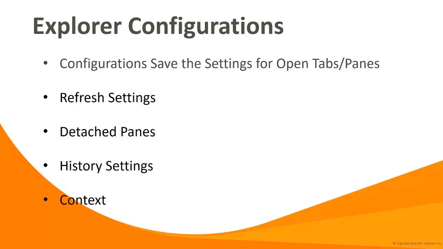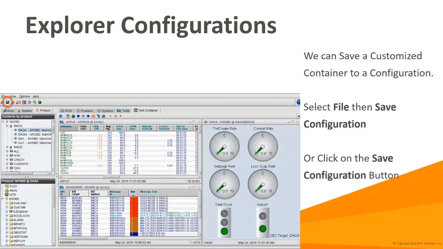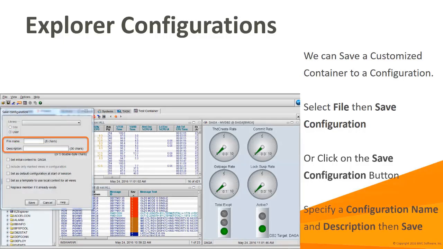So there are a couple of ways we can save configurations. We can go to the File menu and select Save Configuration, or we can click on the Save Configuration button up here near the upper left. Either way, we'll be prompted for a file name, and again, it's an 8-character name. It's really a PDS member in z/OS.